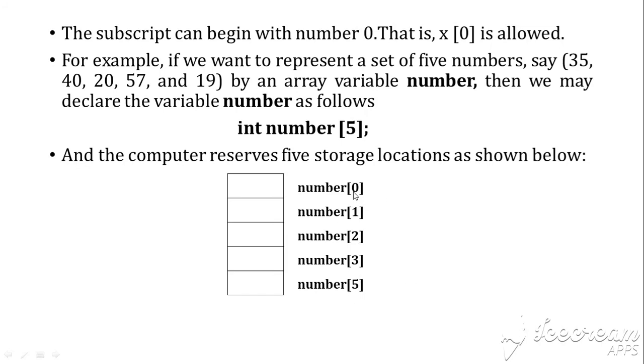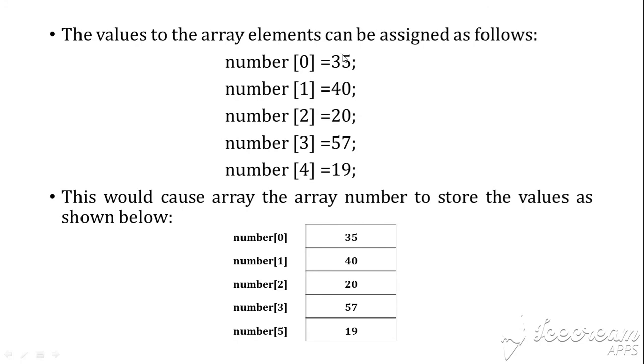So you can see that the indexing, the index is 0, 1, 2, 3, 4. It always starts with 0 and it goes to n minus 1, where n is the maximum number of elements. So here is the same. So 35 probably is stored at number of 0 and 19 at the last location.